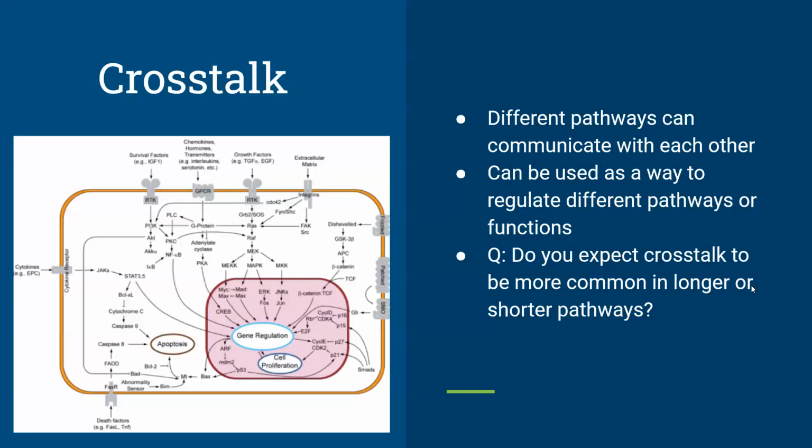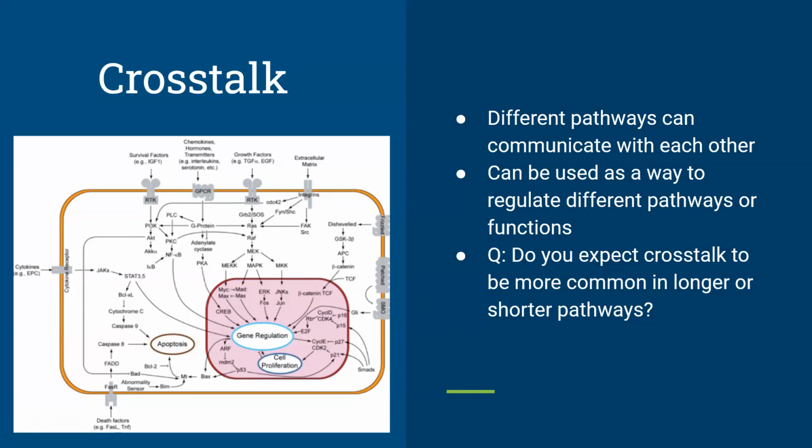And crosstalk. So different pathways can communicate with each other. Just looking at the picture, it's a little bit messy. But if you look at the survival factors and the RTK, that's a survival pathway. You can see the GPCR, the G proteins interacting with it and affecting it. The importance of this is that it can regulate other pathways and different functions. It makes the cell more efficient and organized, which is a pretty common theme, that the cell is very efficient and organized.